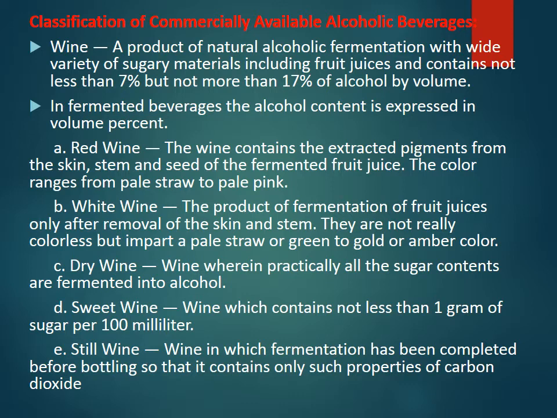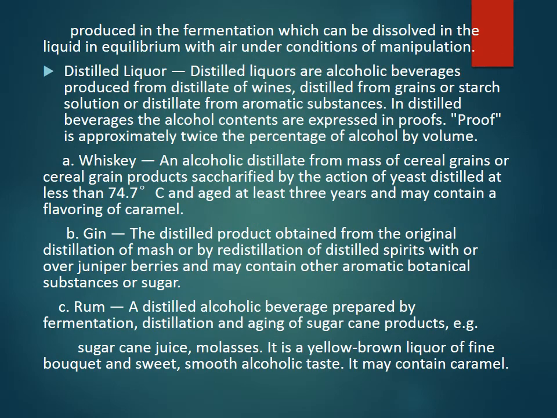Still wine. Wine in which fermentation has been completed before bottling so that it contains only such properties of carbon dioxide produced in the fermentation which can be dissolved in the liquid in equilibrium with air under conditions of manipulation. Next is distilled liquor. Distilled liquors are alcoholic beverages produced from distillate of wines, distilled from grains or starch solution, or distillate from aromatic substances. In distilled beverages, the alcohol contents are expressed in proofs. Proof is approximately twice the percentage of alcohol by volume.